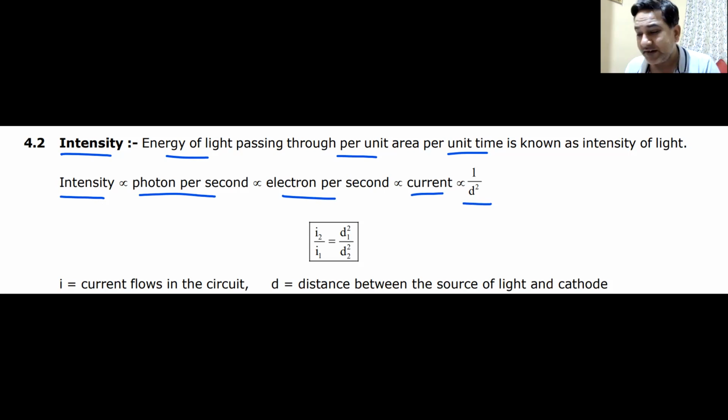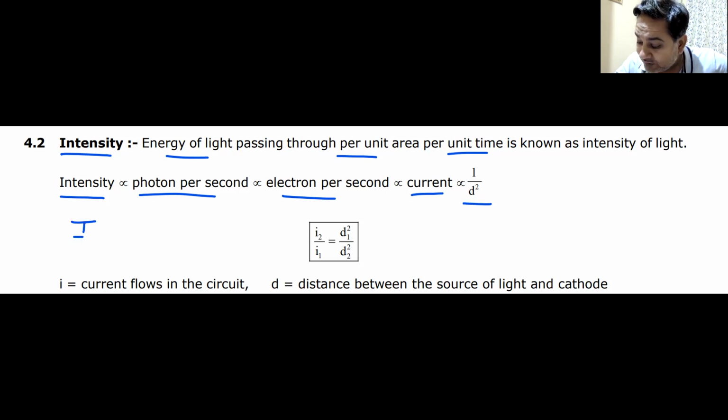Did I tell you that? Intensity of a light source: if I go away, the intensity will reduce. Yes or no? Yes, sir. And it follows the inverse square law. Do we remember this? It follows the inverse square law. Yes or no? Yes, sir.